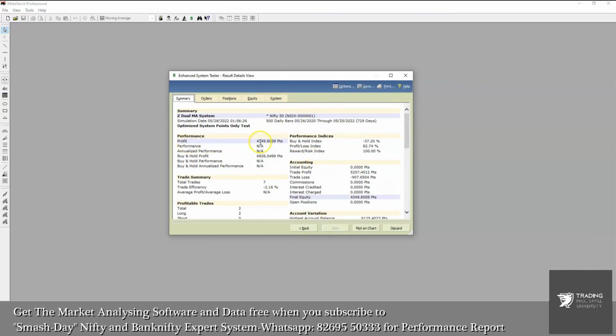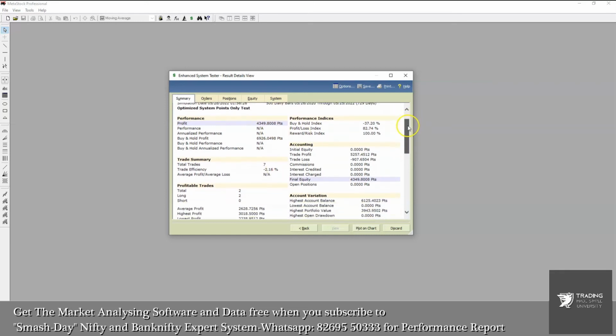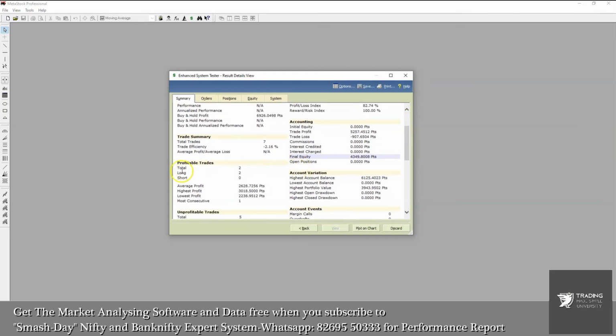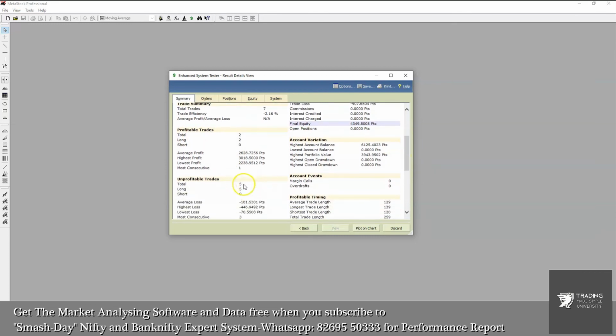So total profit is this many points. Total trades was 7 in this period, which is good, because the fewer the number of trades, the more efficient the system is. Total profitable trades are 2 and unprofitable trades are 5. This is also acceptable. This is around a 40% success rate, and you cannot expect a better percentage rate with a trend following approach. 40% is pretty good enough.